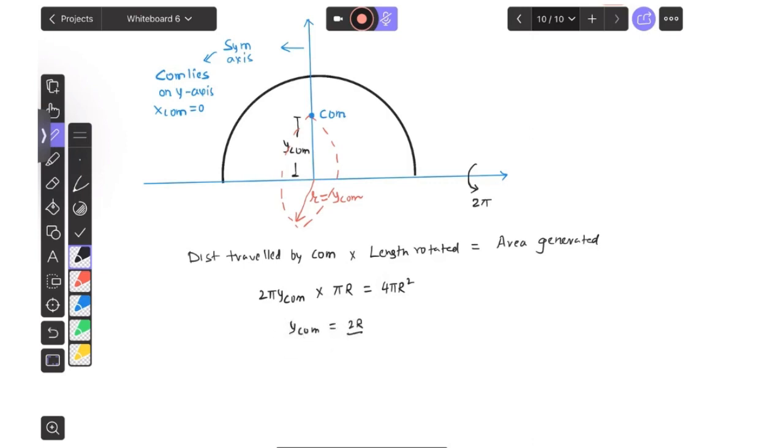To explain this thing it is taking some time, but to get this done in your head, hardly any time will be taken. Distance traveled by the center of the mass into length rotated equals the area generated. So like that, once you know what the ycm is going to be, automatically you could tell what the center of the mass of a quarter ring will be. I hope all of you got this thing.